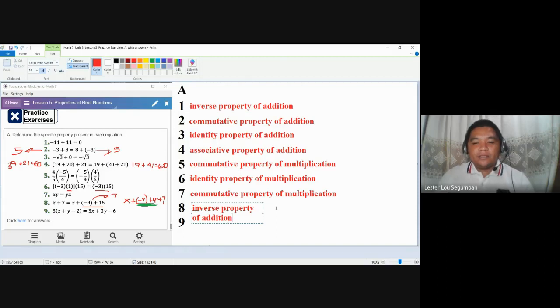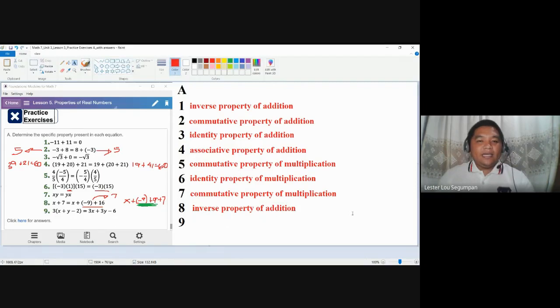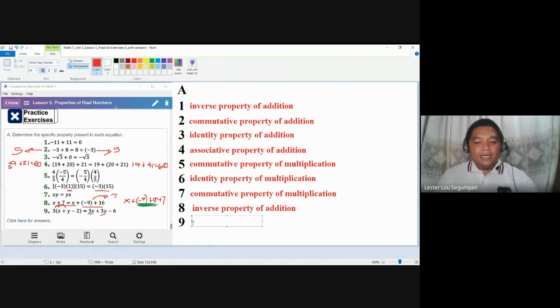So there might be times wherein you need to analyze the given properly. Number 9 is very easy to observe. Take note that what happened from the left hand side to the right hand side is simply you multiplied here 3 to all the items inside. So 3 times x, you have 3x. 3 times y, you have 3y. 3 times 2, we have 6. And you copy the operations plus and minus. So in number 9, we simply have this distributive property.